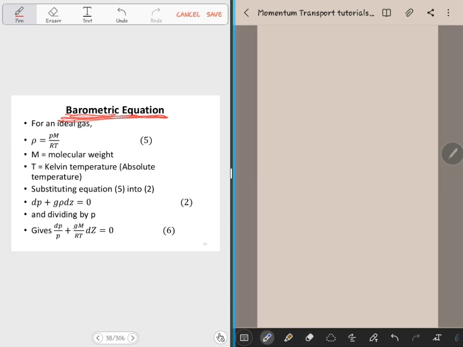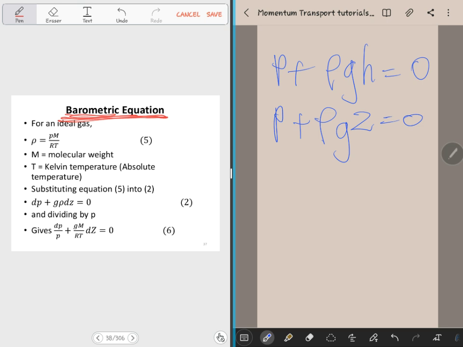P plus rho GH, right? Or at times you see this GH and then you see equal to 0, right? Or it can be this way, but they are the same. And you can even have a Z and you say it's equal to 0. It's all the same thing as talking about the same hydrostatic equation.